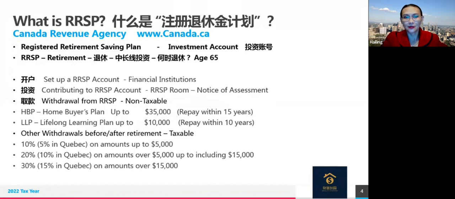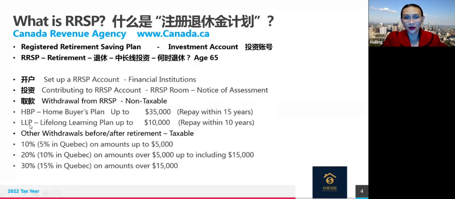It really depends. So in two situations, when you withdraw money from RRSP, it's non-taxable. Situation one, home buyer's plan. You can withdraw up to $35,000, put it as a down payment for your house, then it's tax-free. Of course, because this plan was set up for your retirement, right? So you do need to repay this money within 15 years.